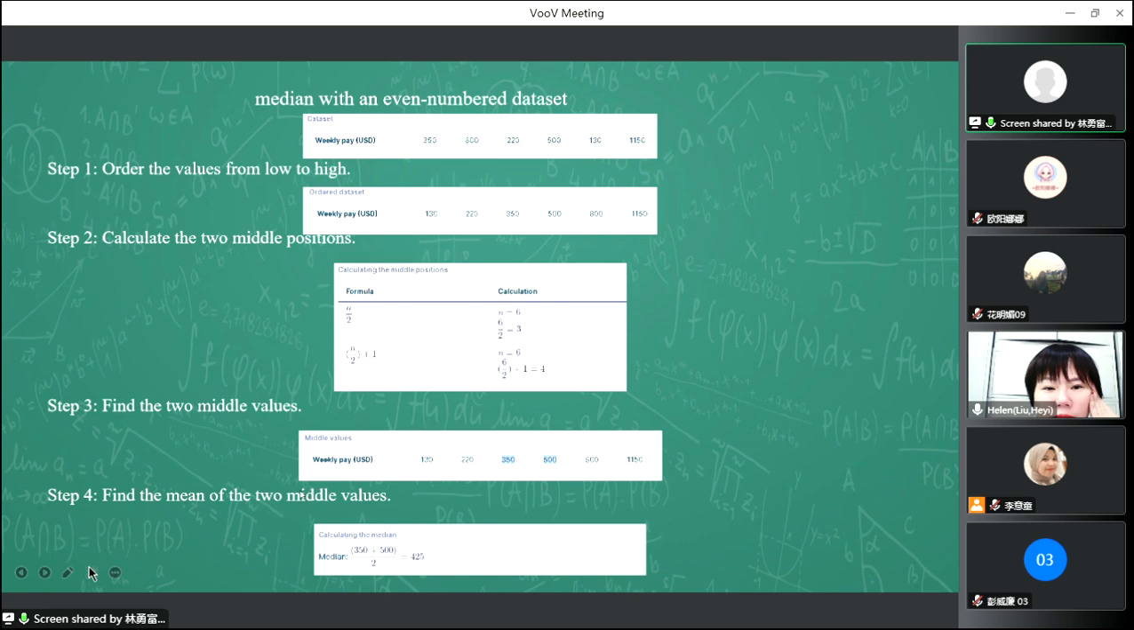Step 4, find the mean of the two middle values. To find the median, calculate the mean by adding together the middle values and dividing them by 2. So 350 plus 500, divided by 2. So the answer is 425. So the median weekly pay for this data set is $425.